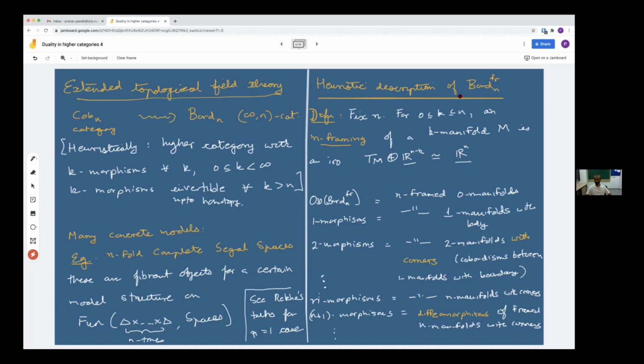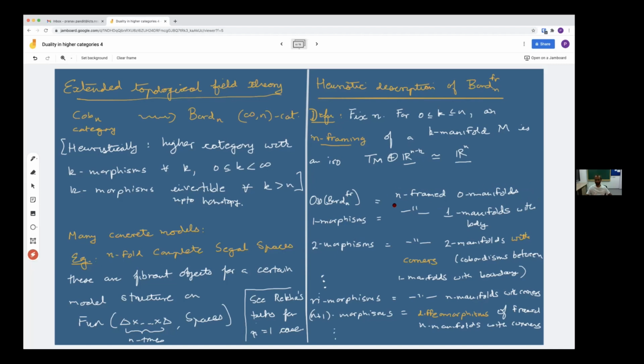So heuristically, the objects of Bord_n framed are going to be n-framed 0-manifolds. So what's an n-framed 0-manifold? An example would be a point with an n-framing. So it's a trivialization of the tangent bundle, which is just trivial, which is 0. So it's an isomorphism of R^n with itself. So a framing here would be an element of GL_n.